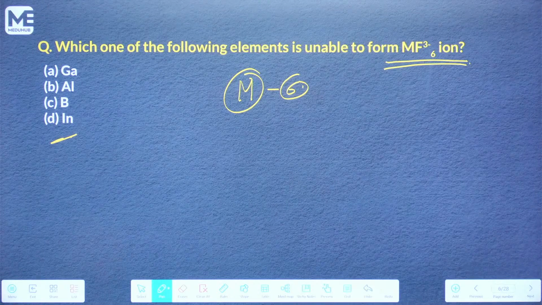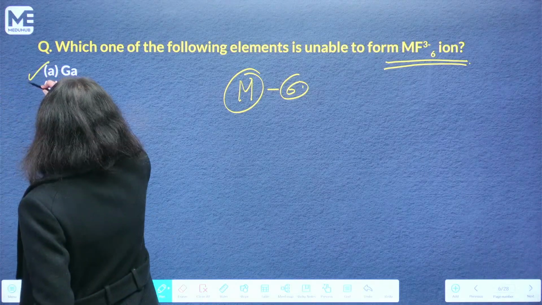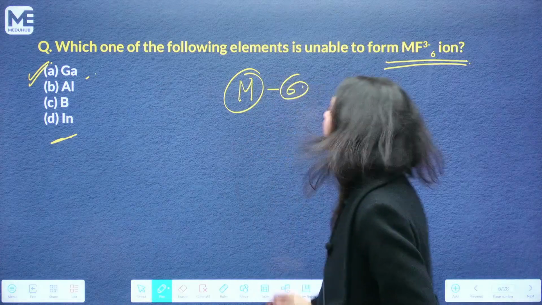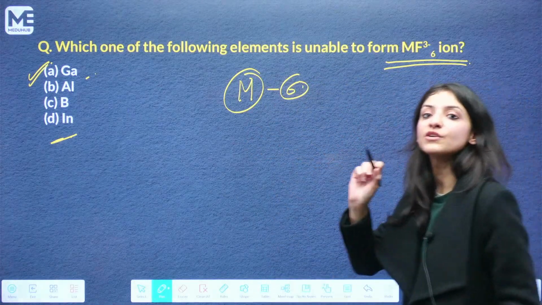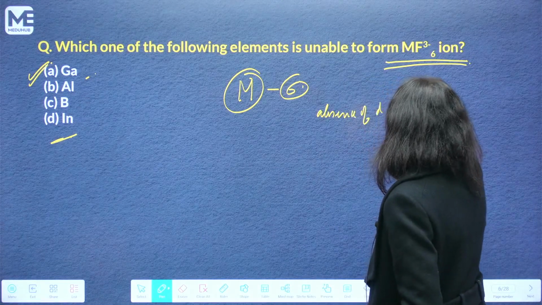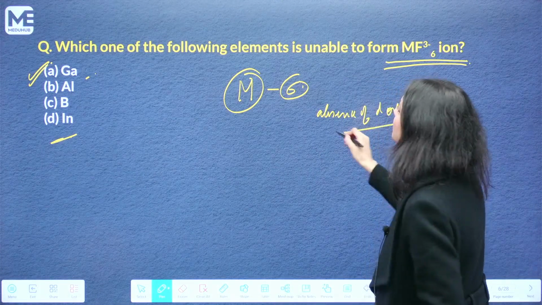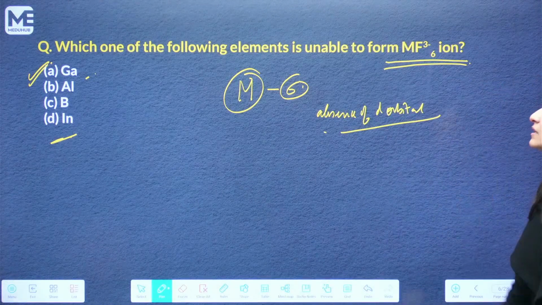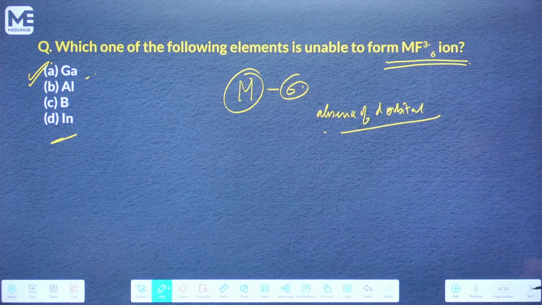Do I get an answer? Varshini says A. Yes, you are right. Boron is the answer, because boron cannot expand its covalency beyond 4 because of absence of d orbital. So this question is directly from the anomalous behavior of the first element in the group 13 elements. Good. Moving on.